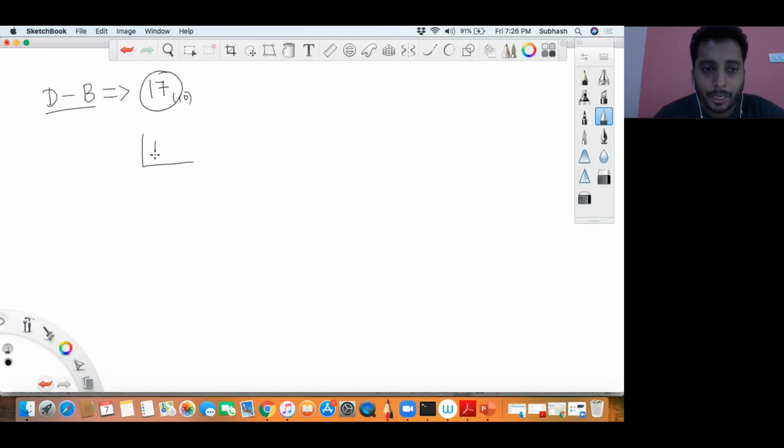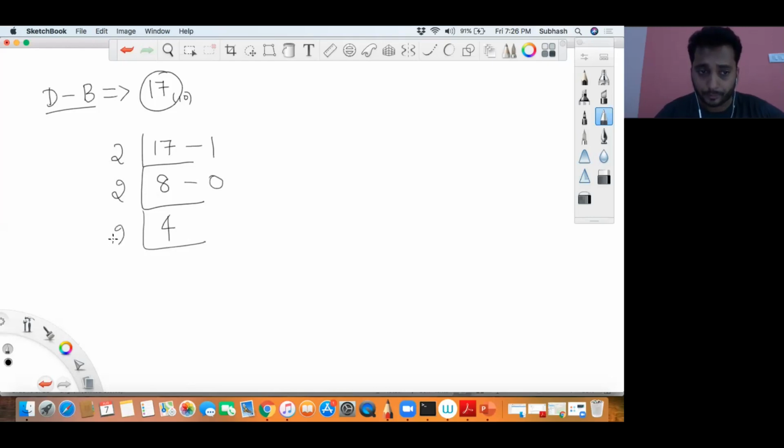I keep the number 17 here and start dividing it by 2. 2 8s are 16, but it is 17, which means there is a remainder of 1. Then I'll divide again. 2 4s are 8, there is no remainder, 0. Then 2 2s are 4, so there is no remainder, 0. And then 2 1s are 2, and there is no remainder, 0.